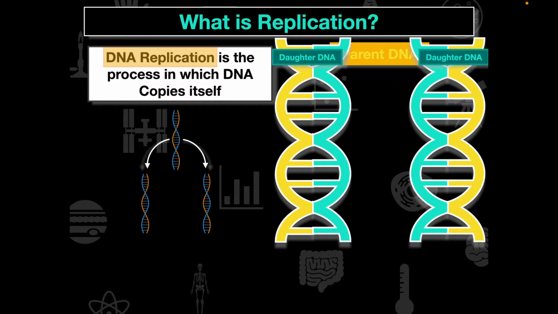We went from one, split it in half, add the templates in there, and add our new strands. So now we have two sets of daughter DNA. And this daughter DNA is going to be made out of one original strand and one new strand.